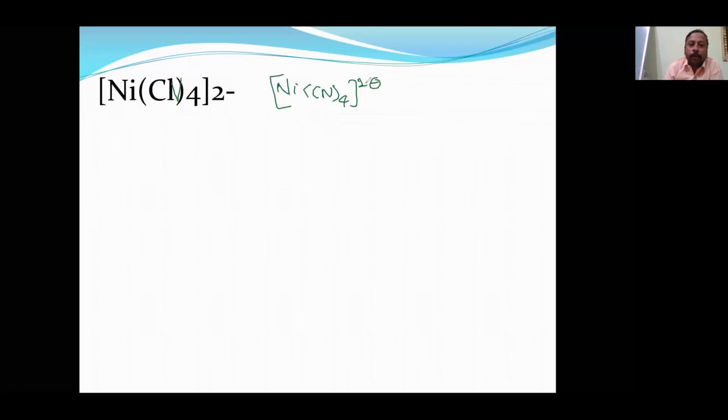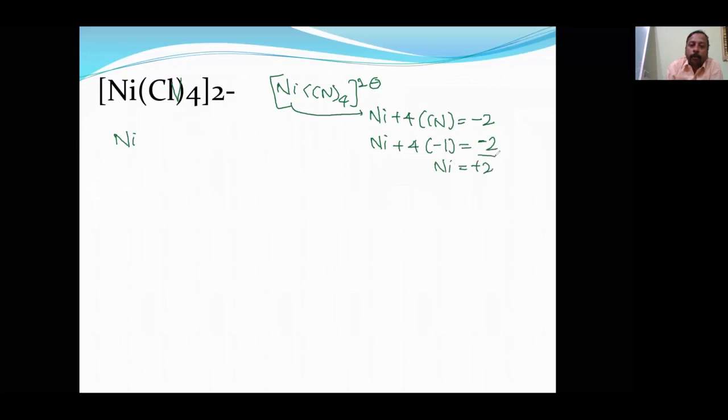Now it is also different in some way. Again the same nickel. If you find out the oxidation number first: Ni plus 4 times CN equals minus 2, the charge here is minus 2. Nickel plus 4 into CN charge minus 1 equals minus 2. So what is the nickel charge? Plus 2.